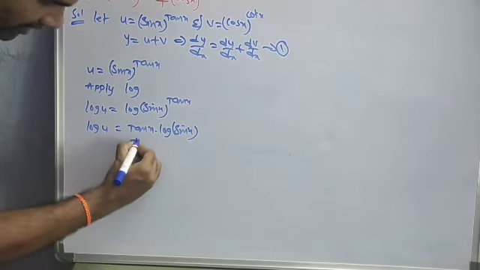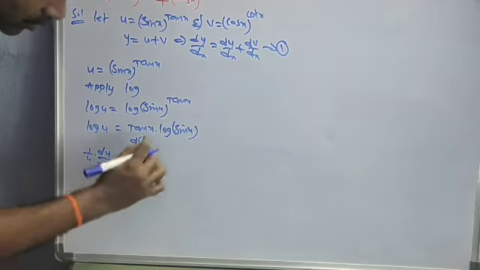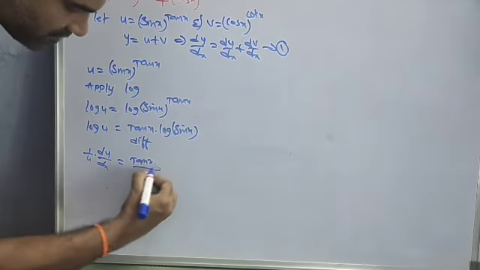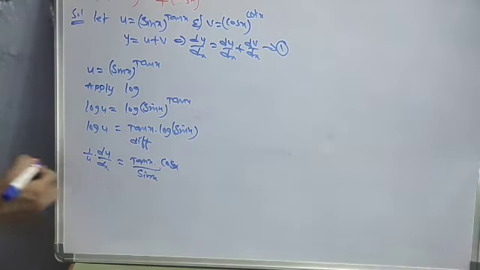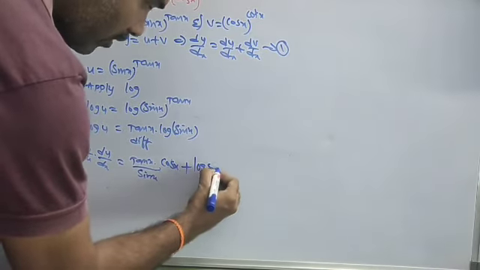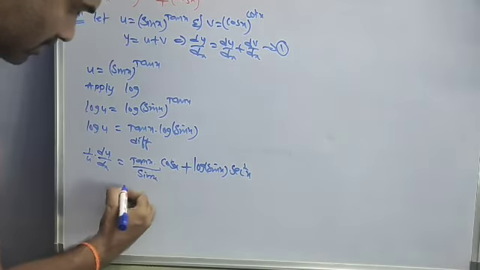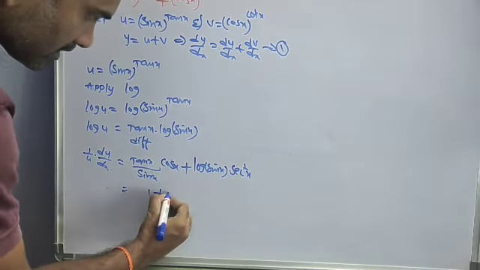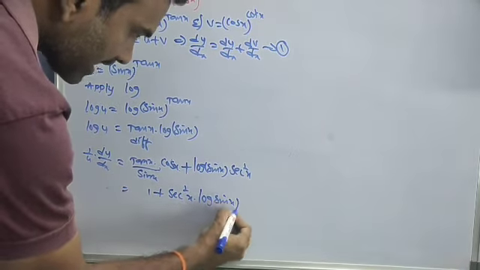Differentiate: 1 by u into du by dx equals, using the uv formula, tan x into the differentiation of log of sin x, which is 1 by sin x into cos x, since sin x differentiation is cos x. So one differentiation is completed. Now log of sin x, I am not doing anything. Tan x differentiation is secant square x. So cos by sin, cot into tan, gives 1, plus secant square x into log of sin x.